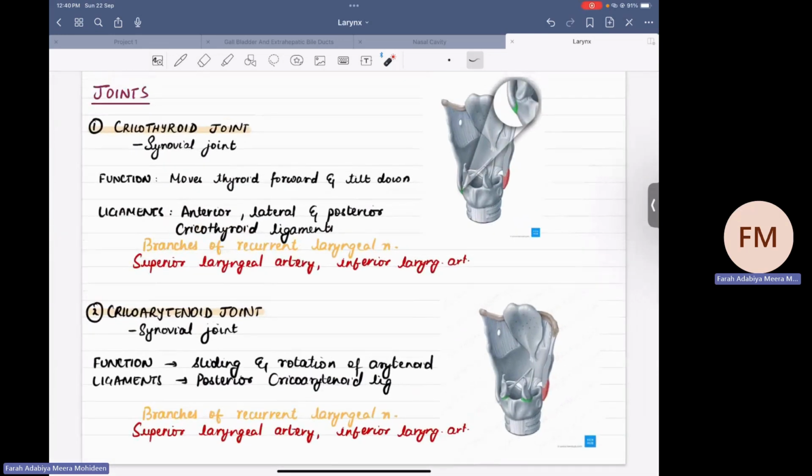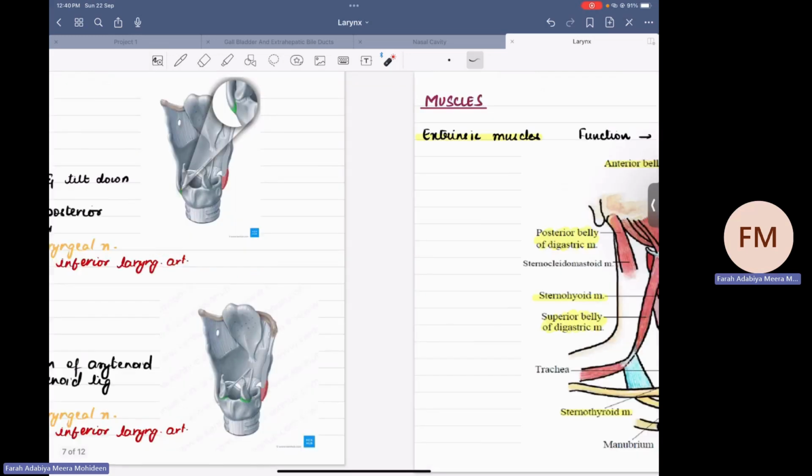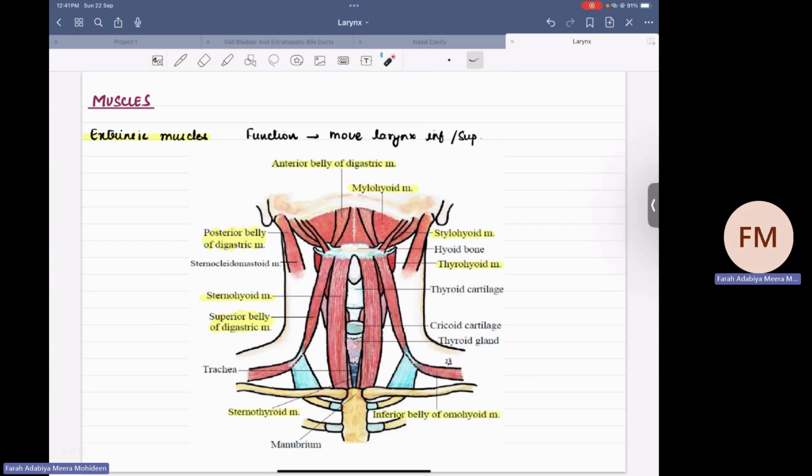The major ligament that takes part in this joint is your posterior cricoarytenoid ligament. What it's responsible for is sliding and rotation of your arytenoid. Again, these are also supplied by the same nerves and arteries. Okay, now we talk about the muscles.